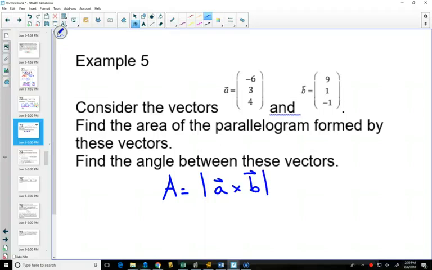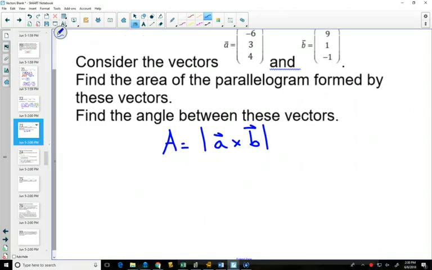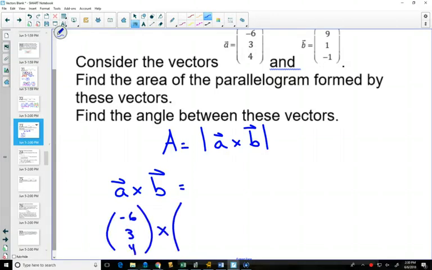with vector B. If I want to find out what A cross B is going to equal, well, A is -6, 3, 4, and B is 9, 1, -1. Whew. Could have been a scarier question if it was 9, 1, 1.